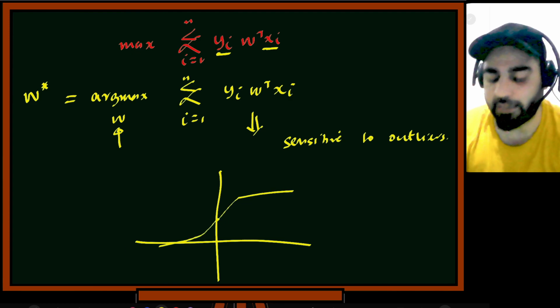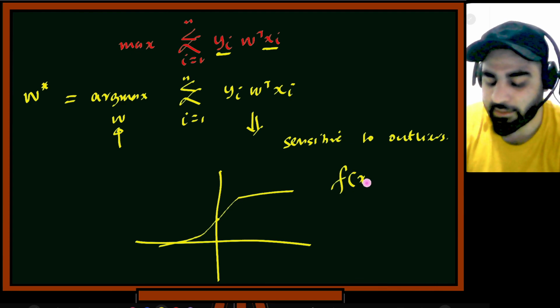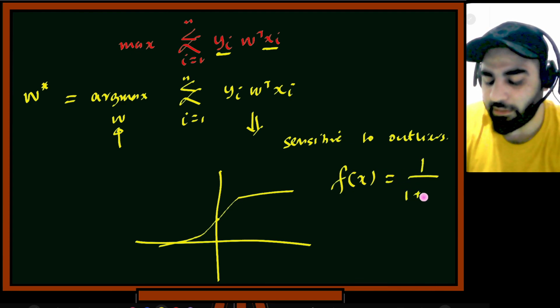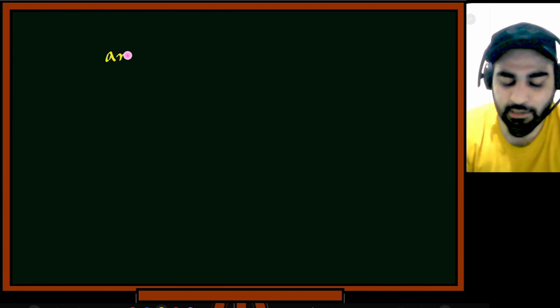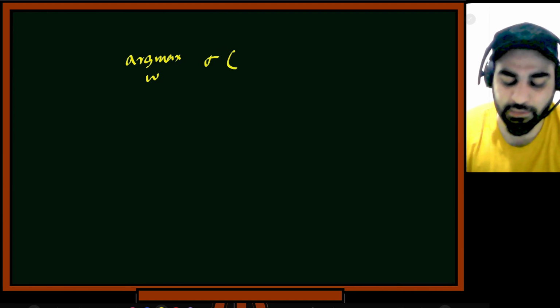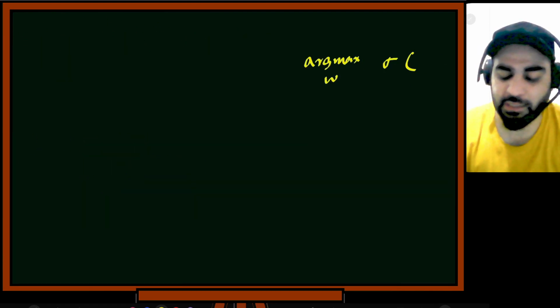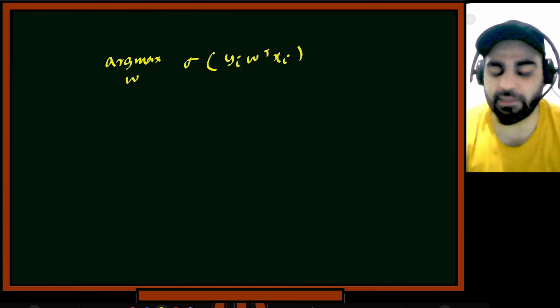Similarly for this, and then we find a function which is called a logistic function, a sigmoid function, which is f of x equal to 1 divided by 1 plus e to the power minus x. This was a sigmoid function. And we said now we'll not optimize this. What we'll do is we'll optimize argmax of w. We'll find such a w for which this sigma of yi w transpose xi gets maximized.